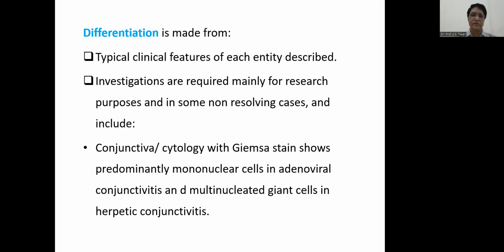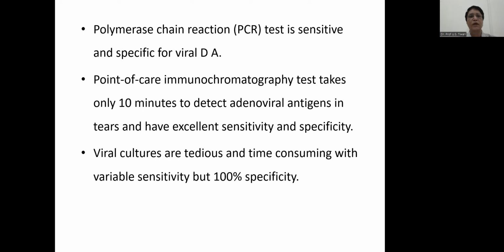These investigations include conjunctival cytology with Giemsa stain that shows predominantly mononuclear cells in adenoviral conjunctivitis and multinucleated giant cells in herpetic conjunctivitis. So I think these points must be remembered. The predominant mononuclear cell reaction is a feature of adenoviral conjunctivitis, and a multinucleated giant cell may be a feature of herpetic conjunctivitis.